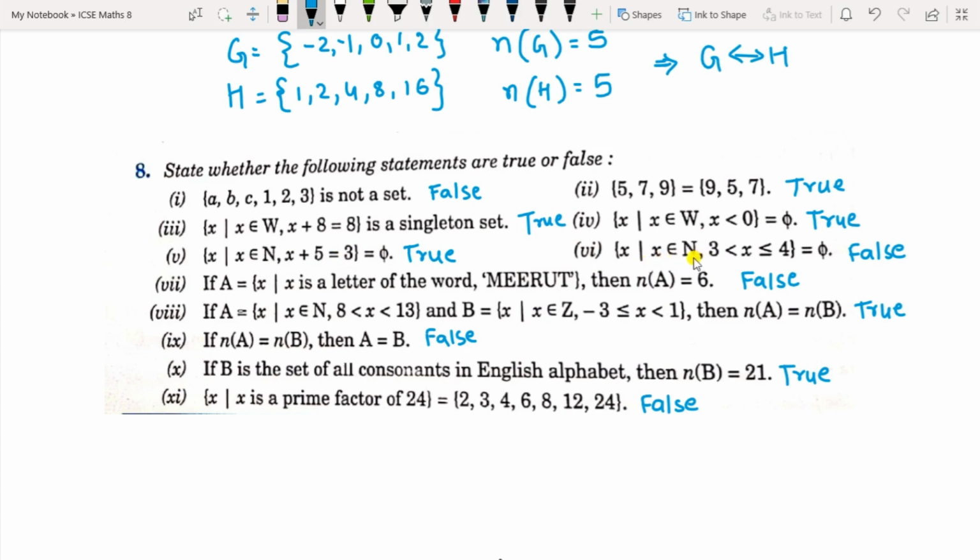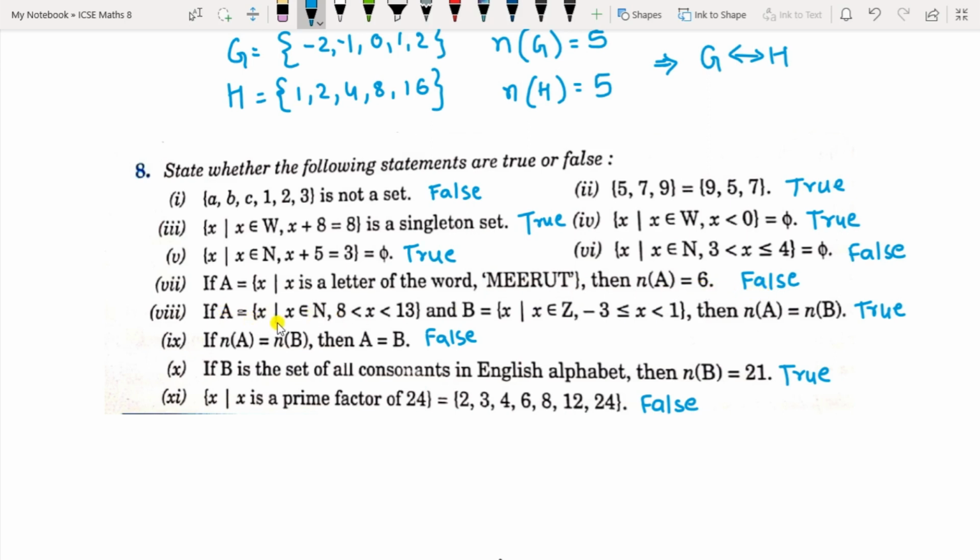X belongs to natural number between 3 and 4 and equal to 4. It is 5. So it is false. Natural number between 3 and 4, it is written equal to 4. So the answer is 4 here, but they have written 5. That is the null set. So it is false. A is a set X such that X is a letter of the word MEERUT and that cardinal number becomes 6 here. But the cardinal number, we can see MERUT. So 1, 2, 3, 4, 5. Cardinal number should be 5, but they have written 6. So it is false.